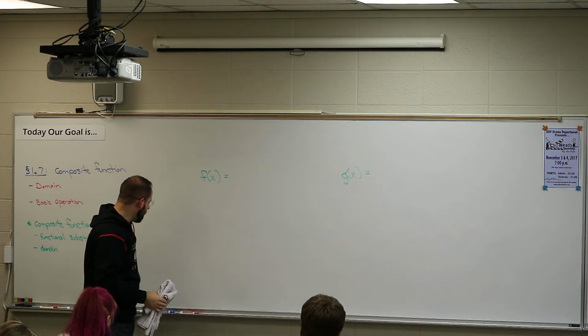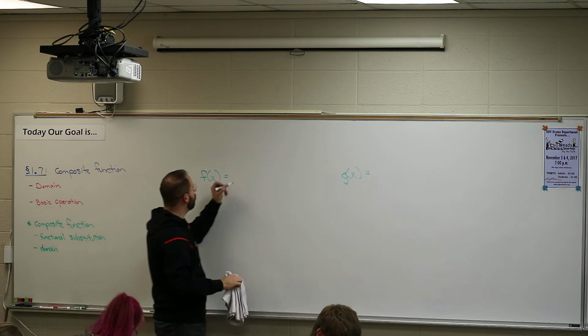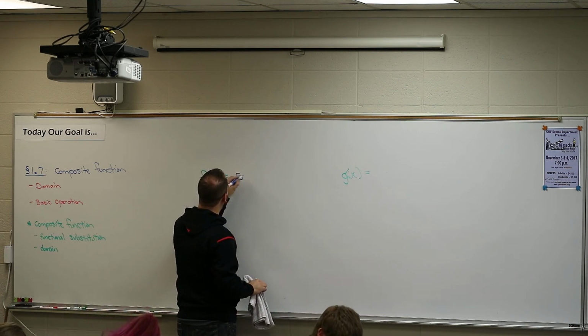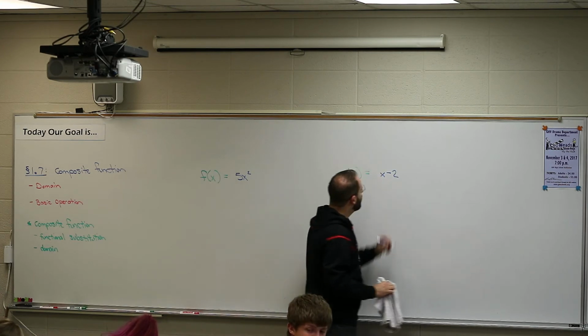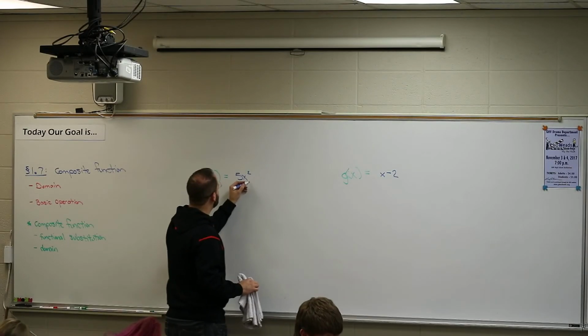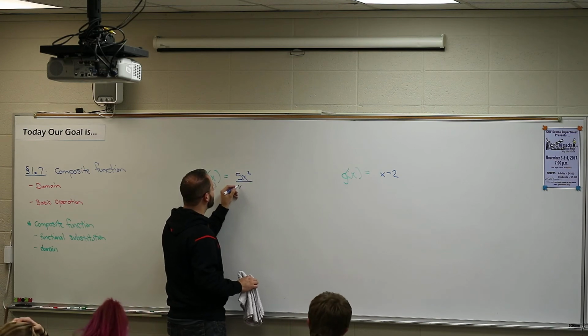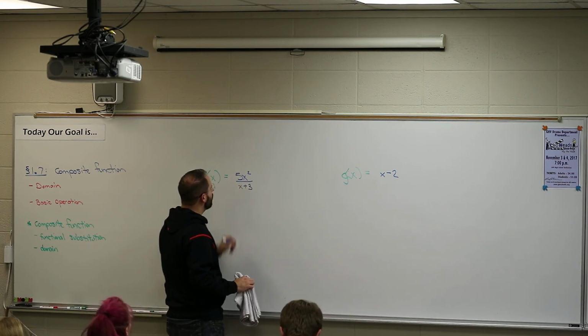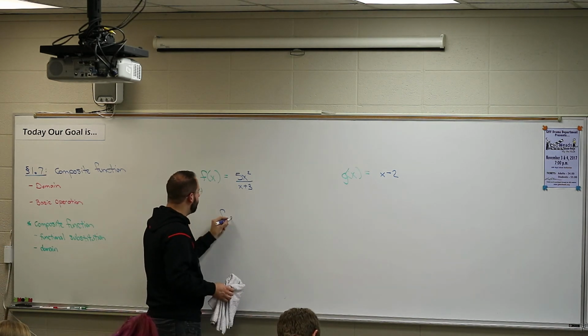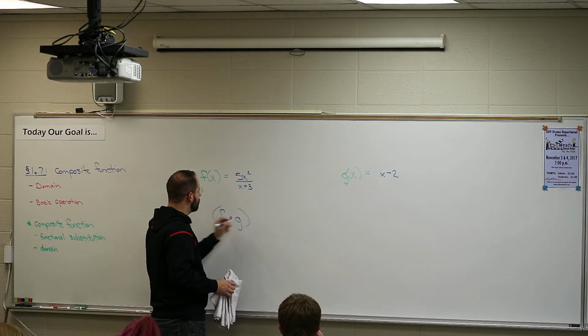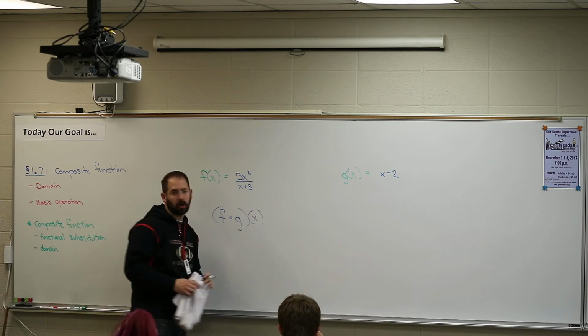I'm going to try to keep this one relatively straightforward. Let's go with 5x squared, and x minus 2, and let's put this one on the bottom: x plus 3. So now we have some exceptions, and I want to do this composite. It's now a little bit harder.